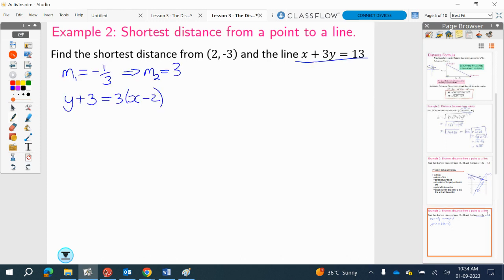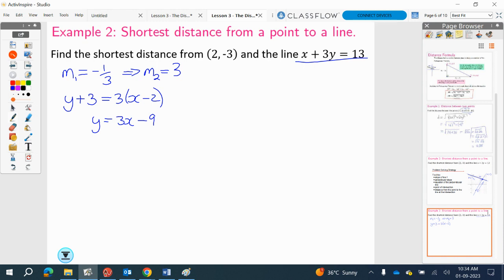So we've come to this point. I'm going to expand a little bit. We get y equals 3x minus 6 minus 9. What do we do next?